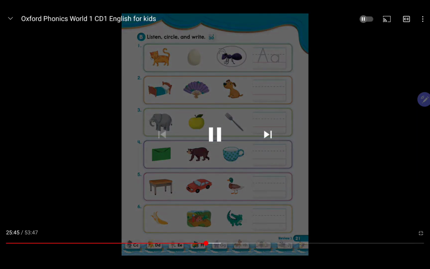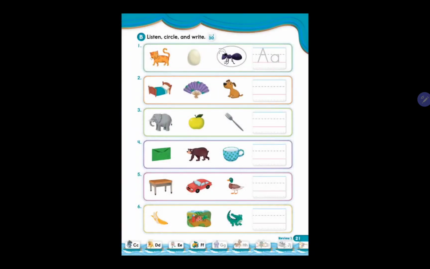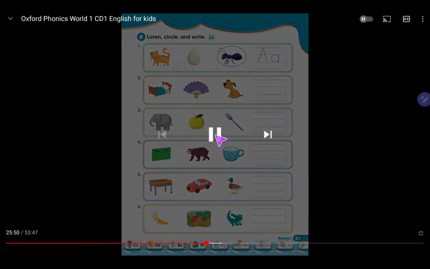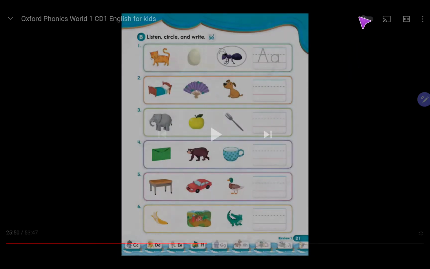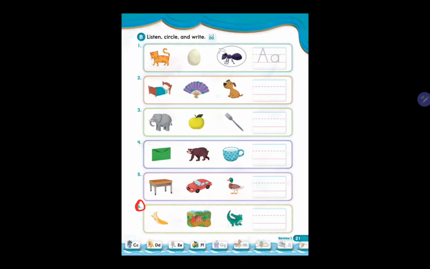6. Banana. Okay, let's do banana. Number 6. Where is banana? Yes, the first one, very good. And what does banana start with? A, B, C, D, E, F. Did you say B? Yes, that is B. Very good. Okay, let's go to page number 22.